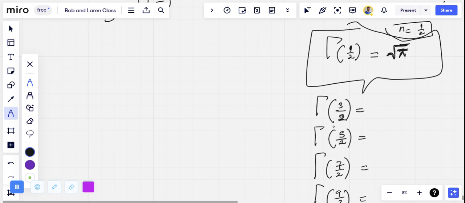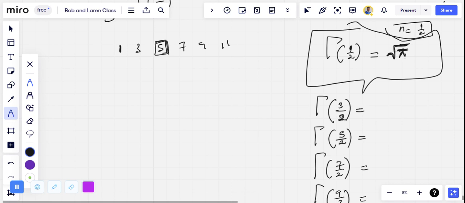So the gamma of this 5 over 2, you reduce this 5. List all the odd numbers that this follows: 1, 3, 5, 7, 9, 11, and so on. So if you want to look for gamma of 5 over 2, this is why I have the 5 over 2, right?